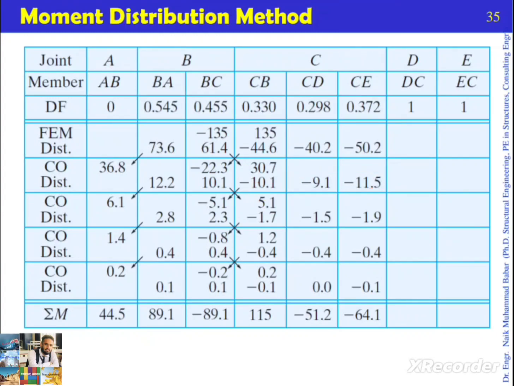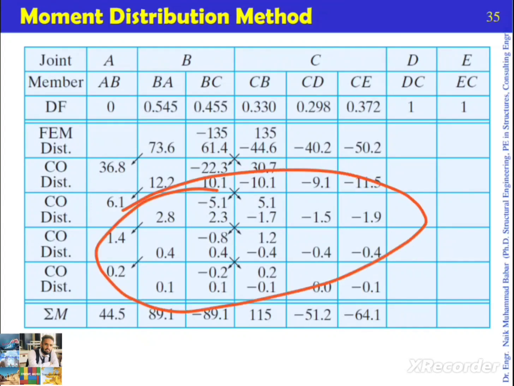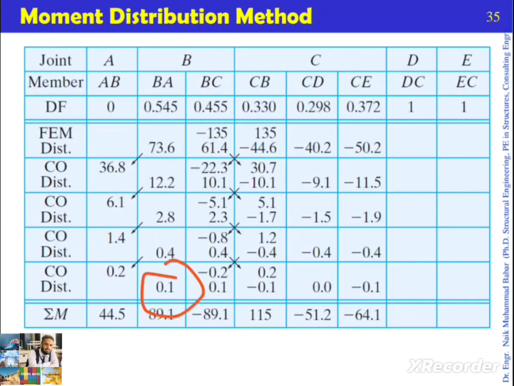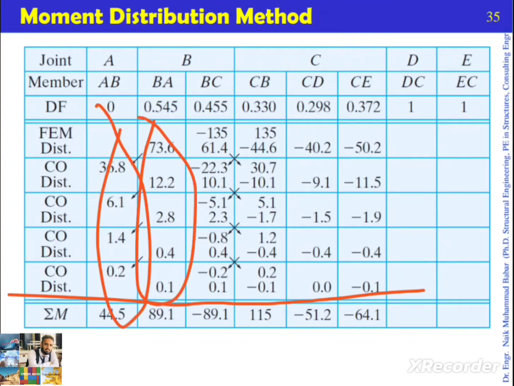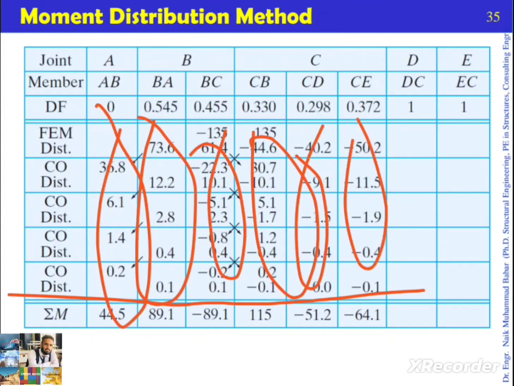So we will repeat this procedure until we get moments of about 0.1, or in the form of 0.5, 0.4, 0.6, 0.7. So the limit is up to 0.5, 0.4, 0.6. So we will get these moments. Now at the end we will add all these moments for each joint, for each member.